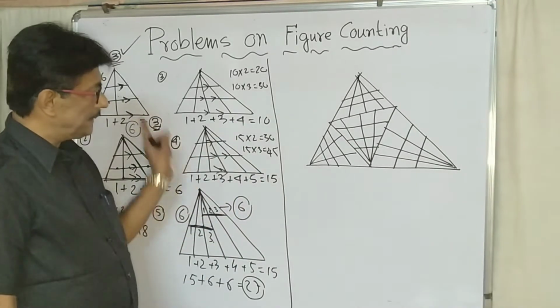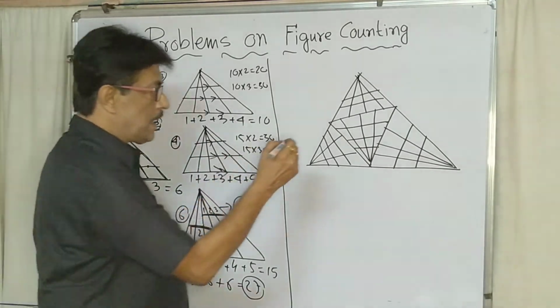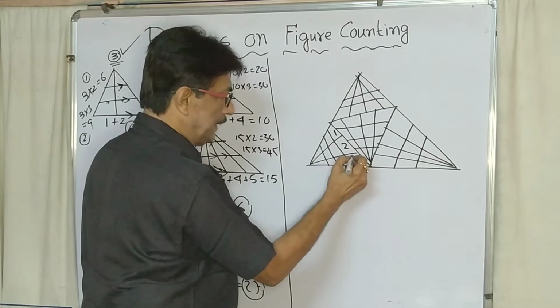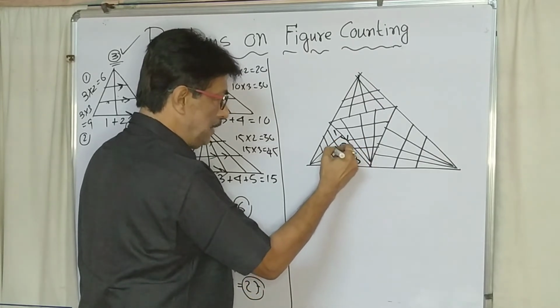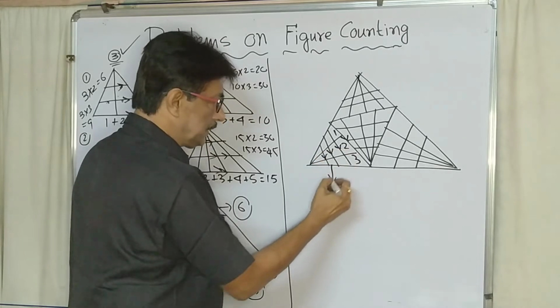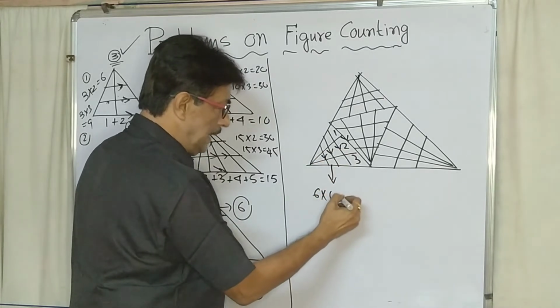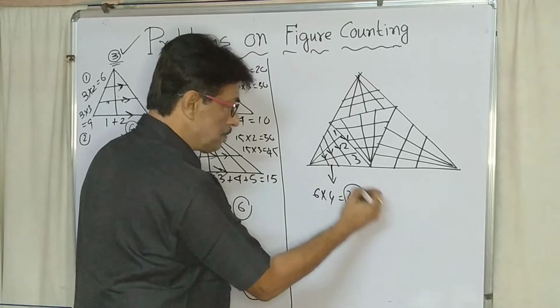Now apply this in our figure. If I count 1, then 2, then 3, the total is 6 for 1 base, 2 base, 3 base, 4 base. So this is 6 into 4, equal to 24 triangles.